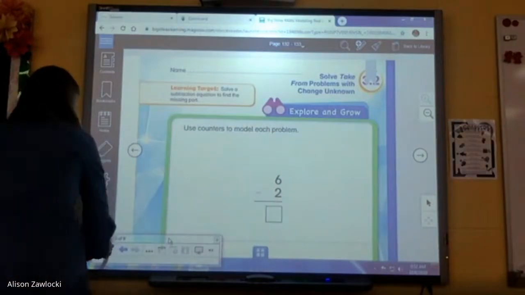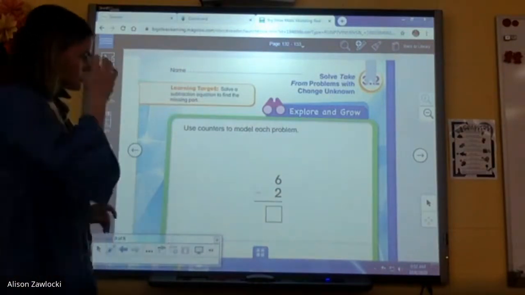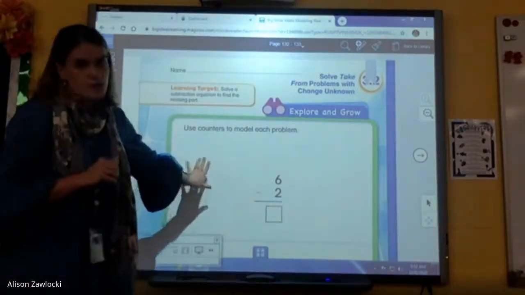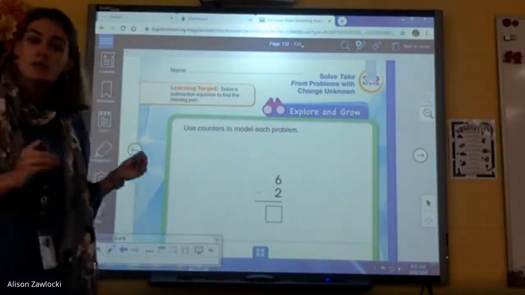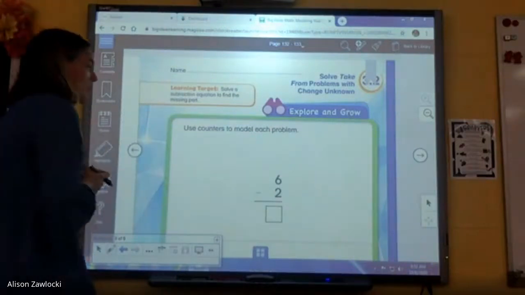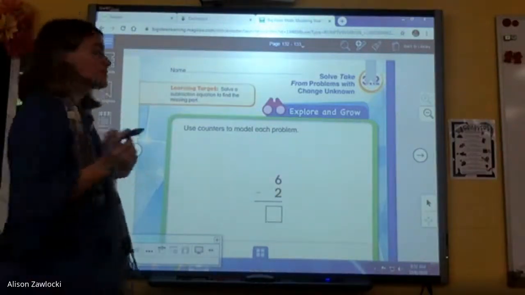So I have 6 take away 2 equals blank. This is just a regular subtraction problem. So you're just going to solve this as you typically would solve a subtraction problem. I'm going to draw a picture, then complete my number sentence.